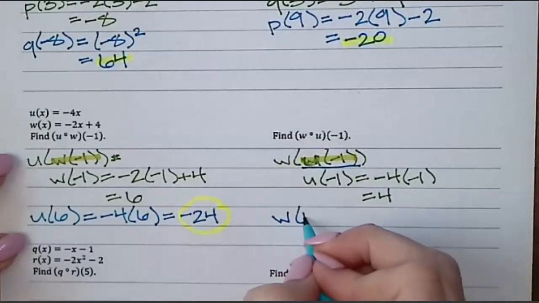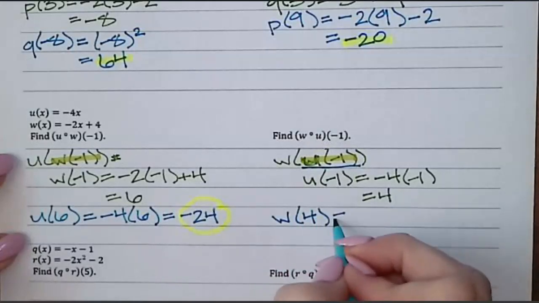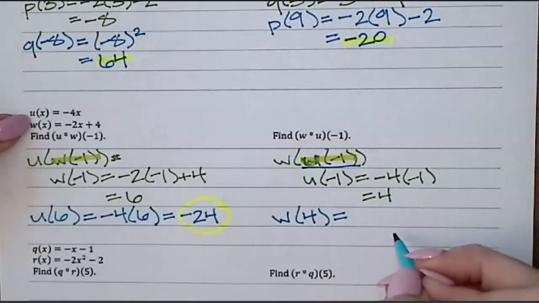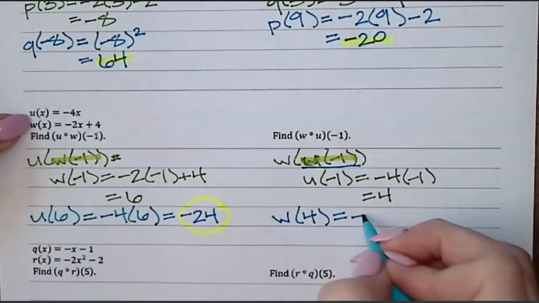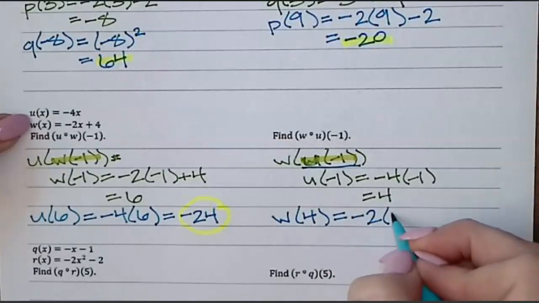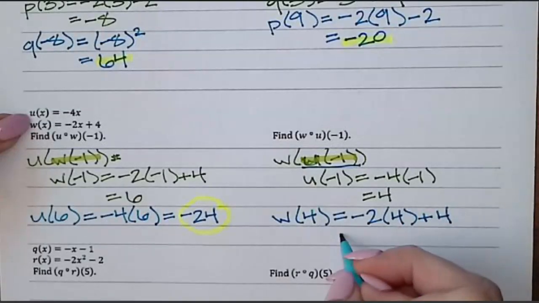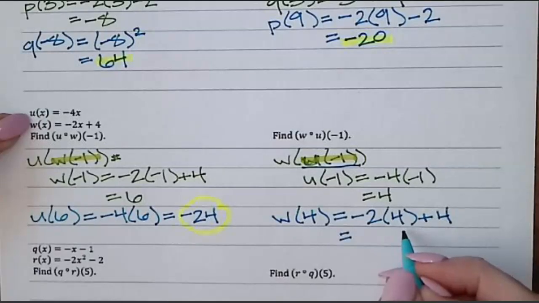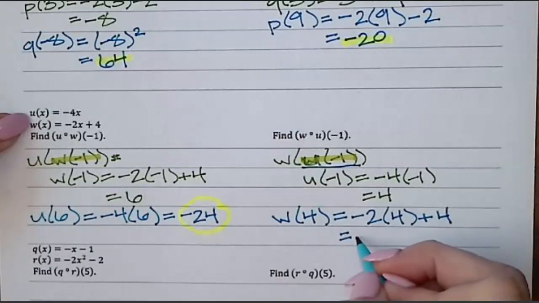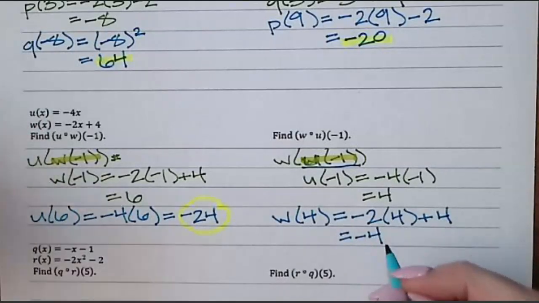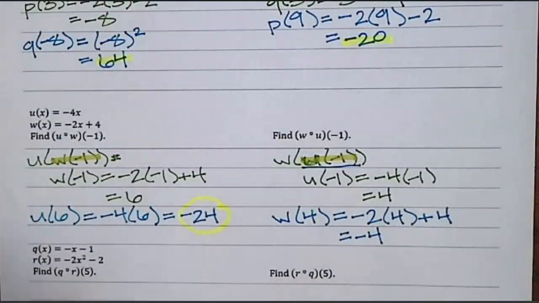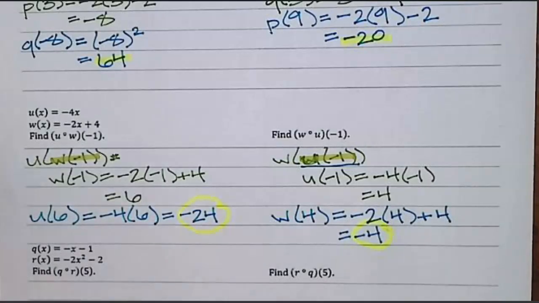So I'm looking for W of 4. I go into W and replace all my x's with a 4. So negative 2 times 4 plus 4. Negative 2 times 4 is negative 8, plus 4 is negative 4. So W of U of negative 1 is a negative 4.